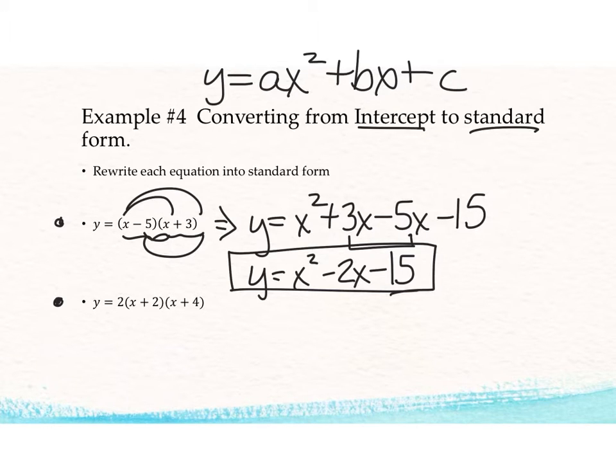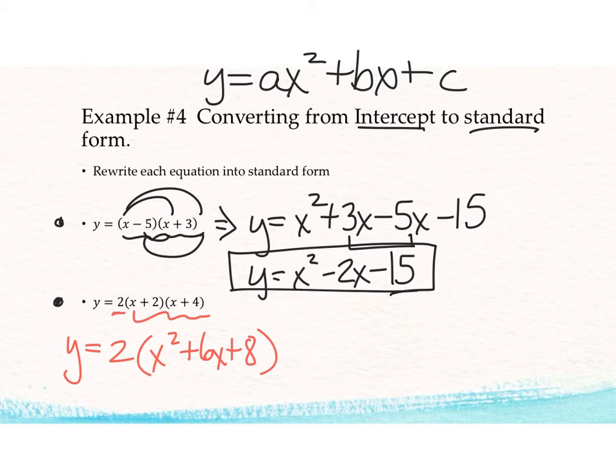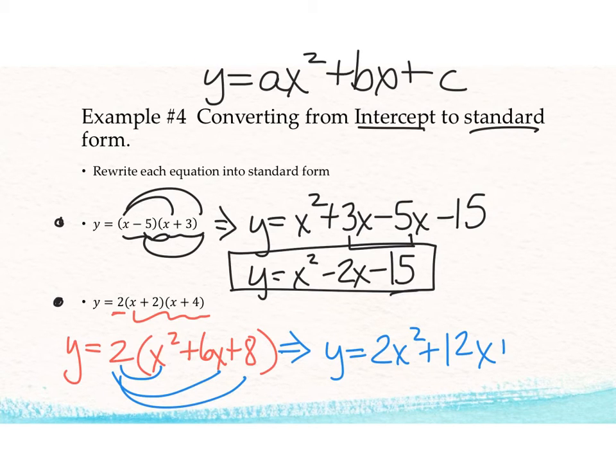Down here, the only additional part would be taking care of that 2. But first, do your distributing or your box method. You will come up with this, so leave the 2 sitting there. I won't show my work, but when you clean up your box method or distributing, you should have x squared plus 6x plus 8. And then the only step after that is to distribute the 2 to each term so that we have true standard form. And you will be left with y equals 2x squared plus 12x plus 16.